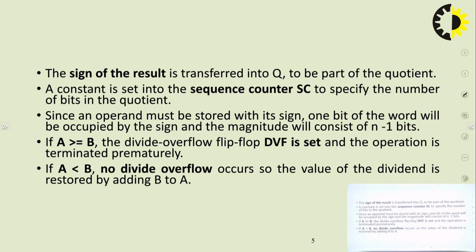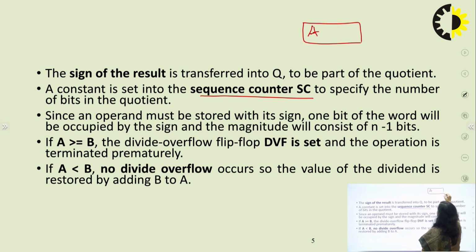A constant is set into the sequence counter SC. There is a special sequence counter SC which specifies the number of bits in the quotient, and the sequence counter is initialized with the number of bits in the Q register. In the initial phase, we store the value of the dividend in the A and Q registers.